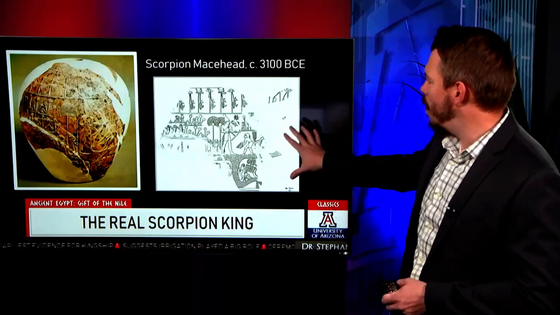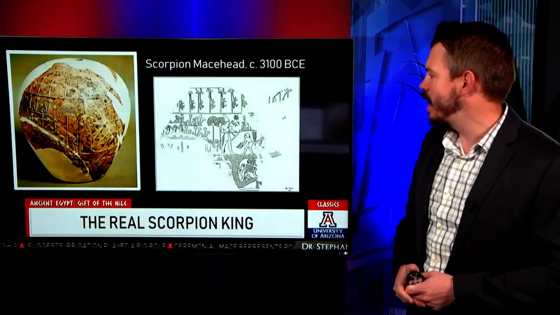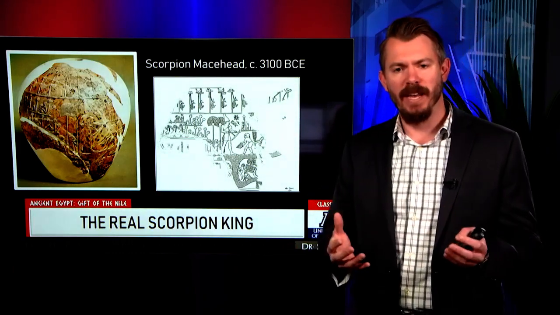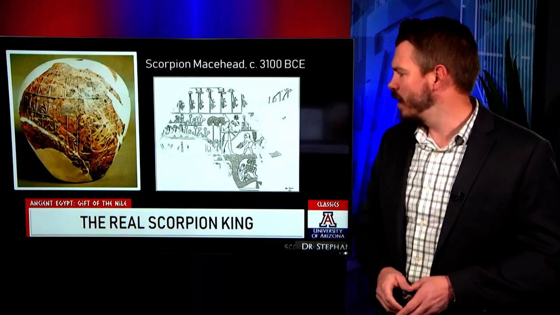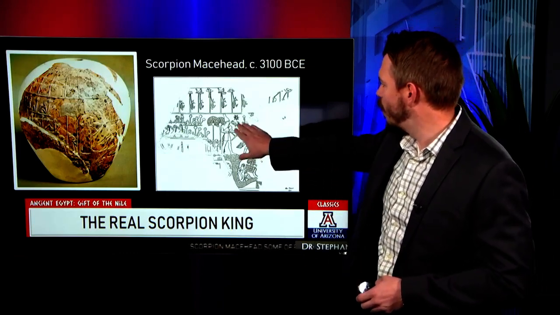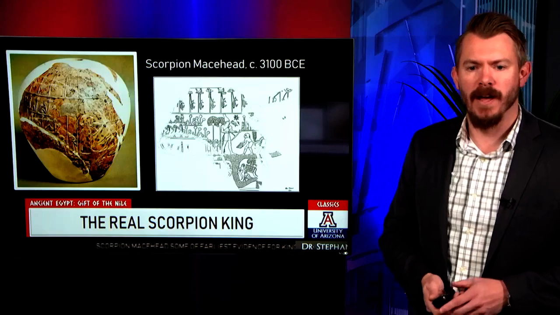So going all the way back before 3000 BC, we are seeing the Scorpion King as kind of the leader of this irrigation project. And you'll notice he's wearing the white crown of Upper Egypt right there.